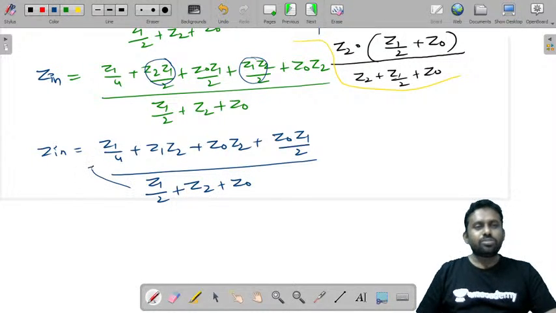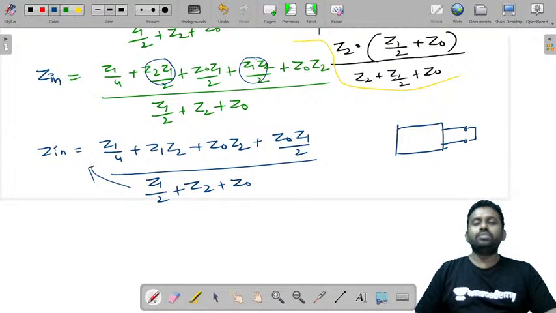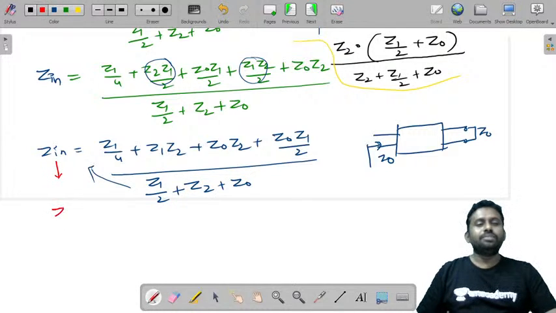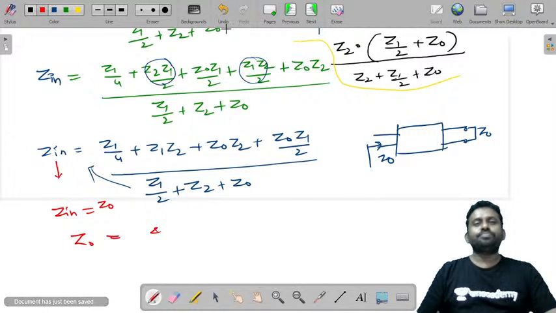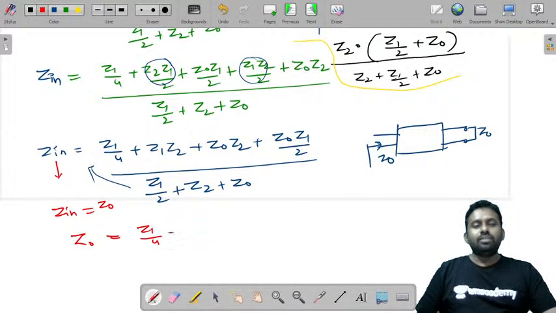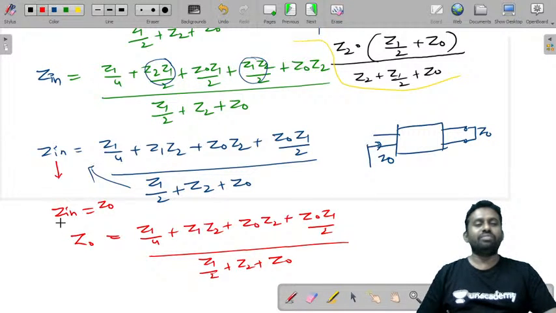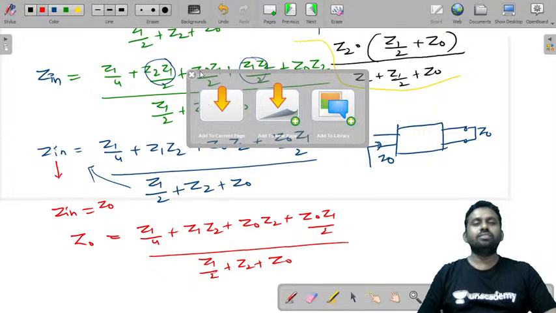Let's try to multiply this, and we also know that when any network is terminated with an impedance of Z0, and only if the impedance measured at the input is also Z0, then it is a characteristic impedance. So we'll replace this Zin by Zin is equal to Z0. So what can you write? Z0 is equal to Z1 by 4 Z1 Z2 plus Z0 Z2 plus Z0 Z1 by 2 by Z1 by 2 plus Z2 plus Z0. Let's take this to the next slide and simplify further.